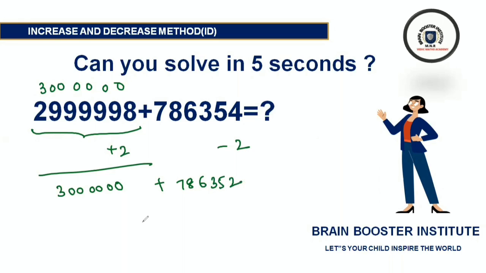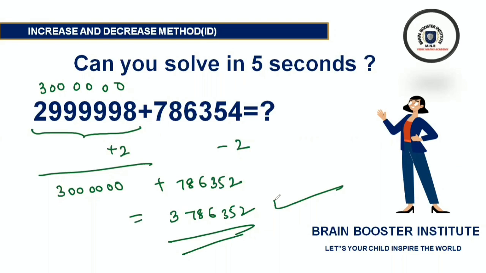786,352. Now I add this to my easier number. Don't get confused here. Directly we can write it as 3,786,352. So this would be the answer. I hope you like this technique. This is called the ID technique, a wonderful technique. So that's all for this lesson. Let's meet in the next lesson, that is subtraction.